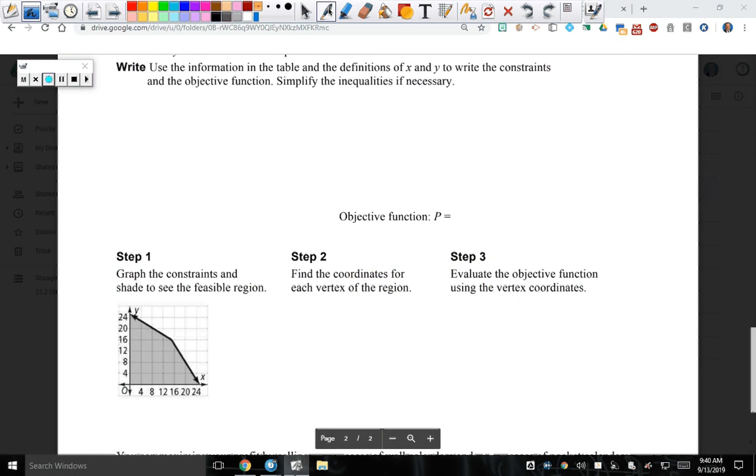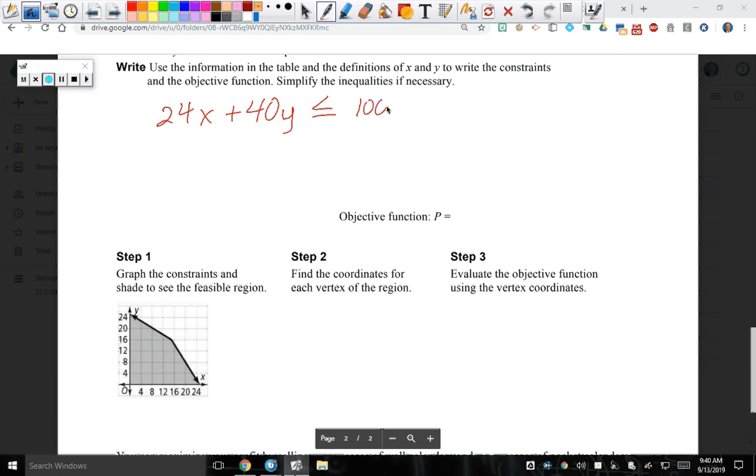Alright, let's go with Brianna. What is the first equation with the number of units? Yes, 24x plus 40y. Or wait, my bad. What am I doing? 24x plus 40y. Brianna, finish it up. Is what? So not equals yet. Is less than or equal to 1,000.